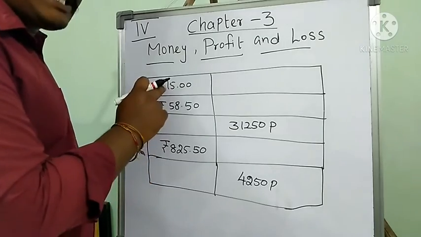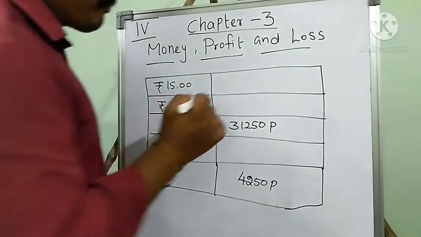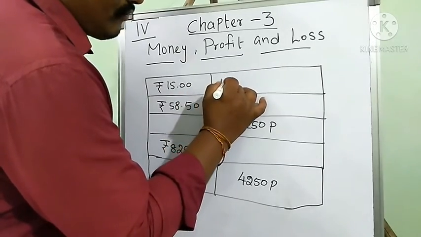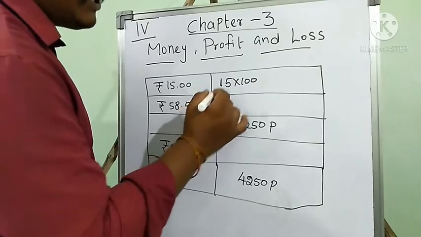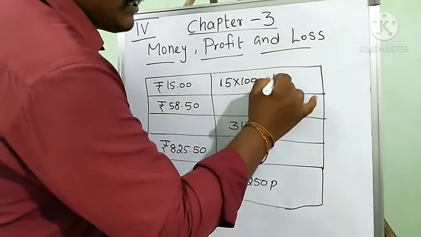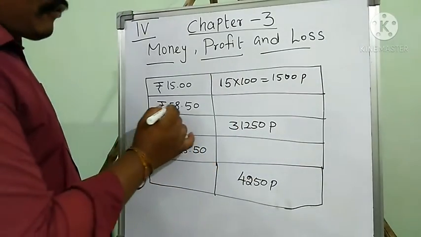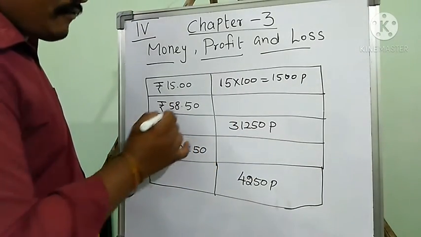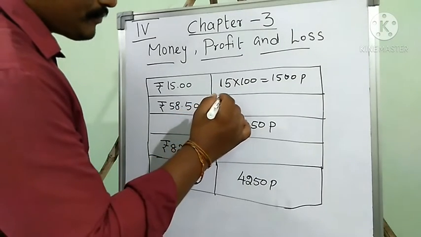So here rupees is there. I want to convert to paisa, so I am going to multiply by 100. So 15 rupees into 100 paisa. If you multiply, you will get 1500 paise. Okay. Then 58 rupees 50 paise. If you convert it into paisa, what will you get?